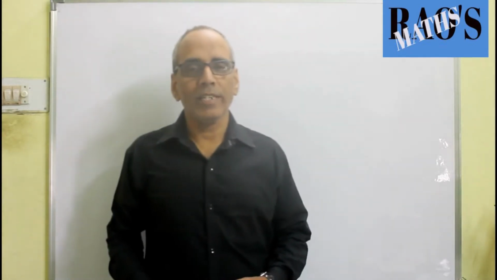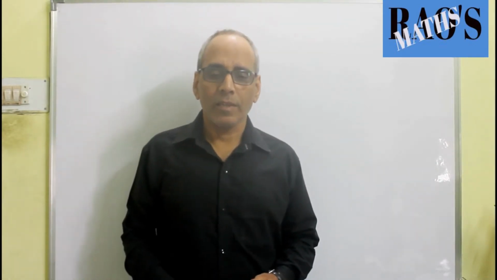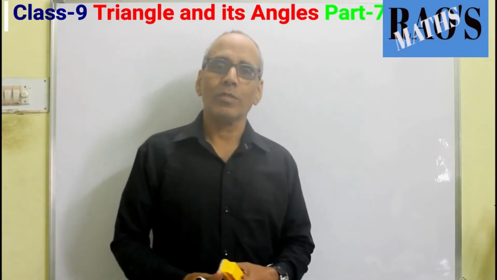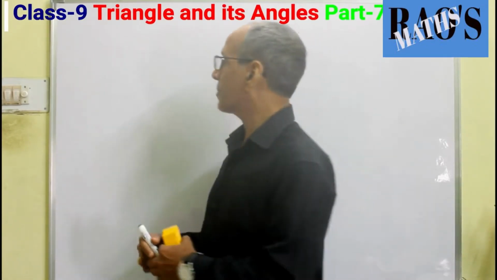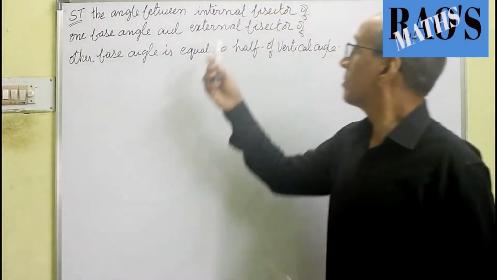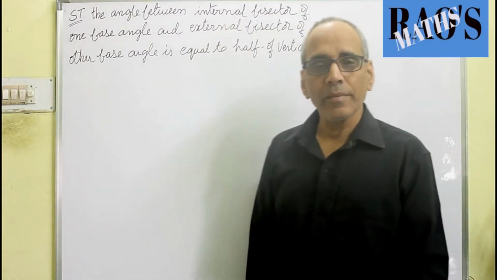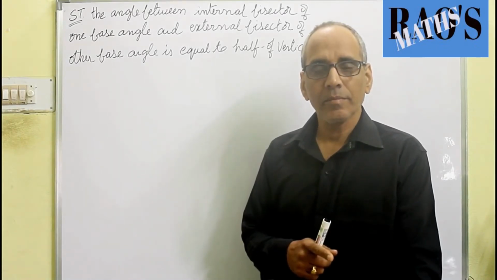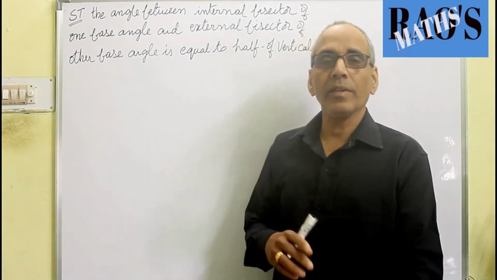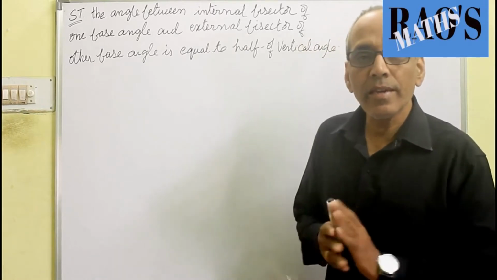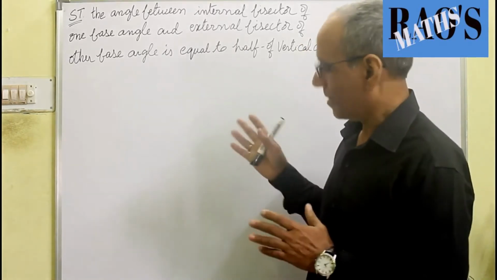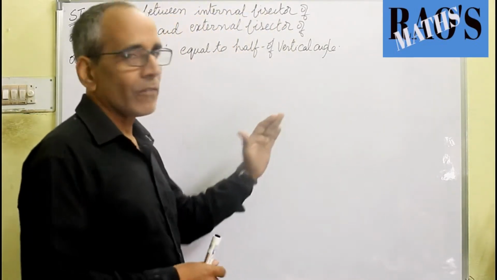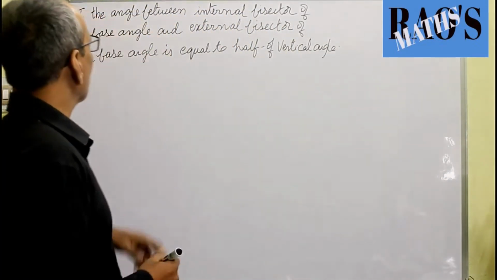Today, let's wind up the chapter that is triangle and its angles of ninth class. Here are the last two questions. The question is: the angle formed by the internal bisector of a triangle and the bisector of its exterior angle is half of the vertical angle. If I read this question, you may be confused. So if I draw a figure for this, it is very simple.